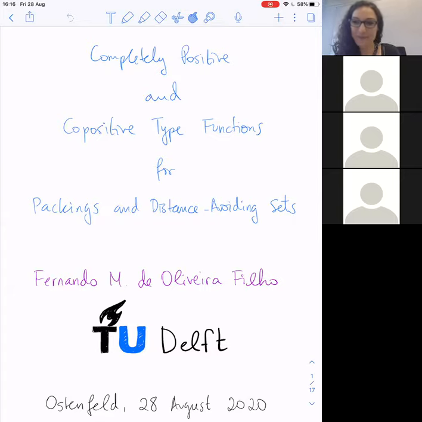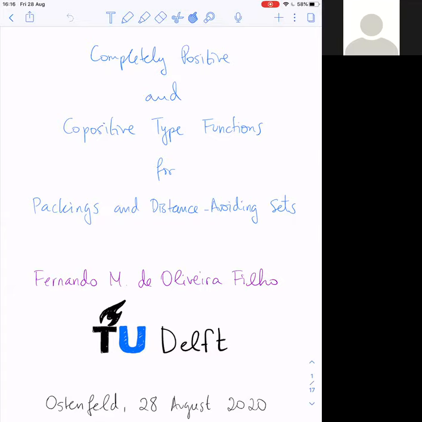Yes, thank you. So I'll be talking about some research that has been going on for the past, I don't know, 4 years. The idea is how can we improve all these bounds for sizes of spherical codes or sphere packings, how can you make them better? And the idea is to use this thing called completely positive or copositive type functions to do it.